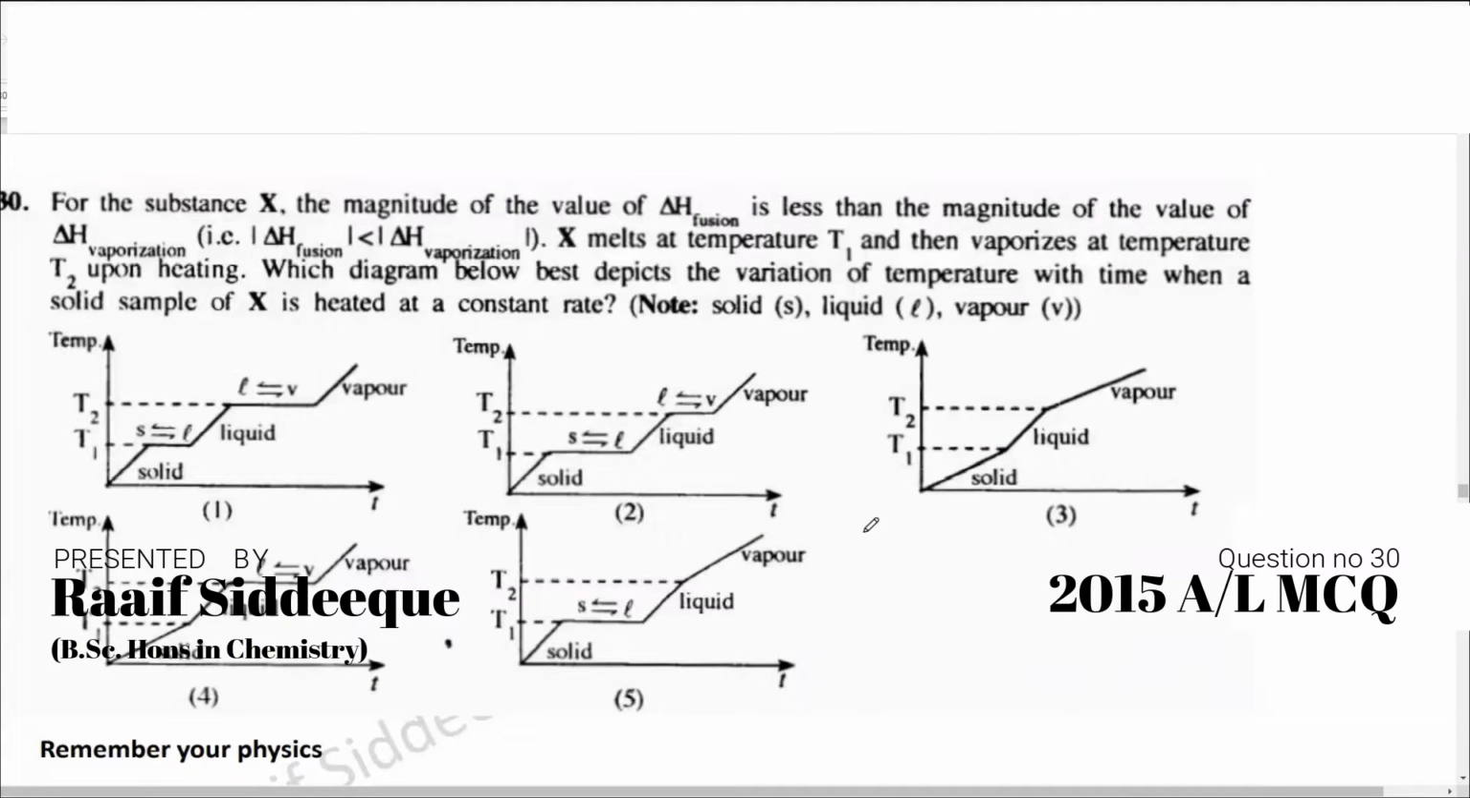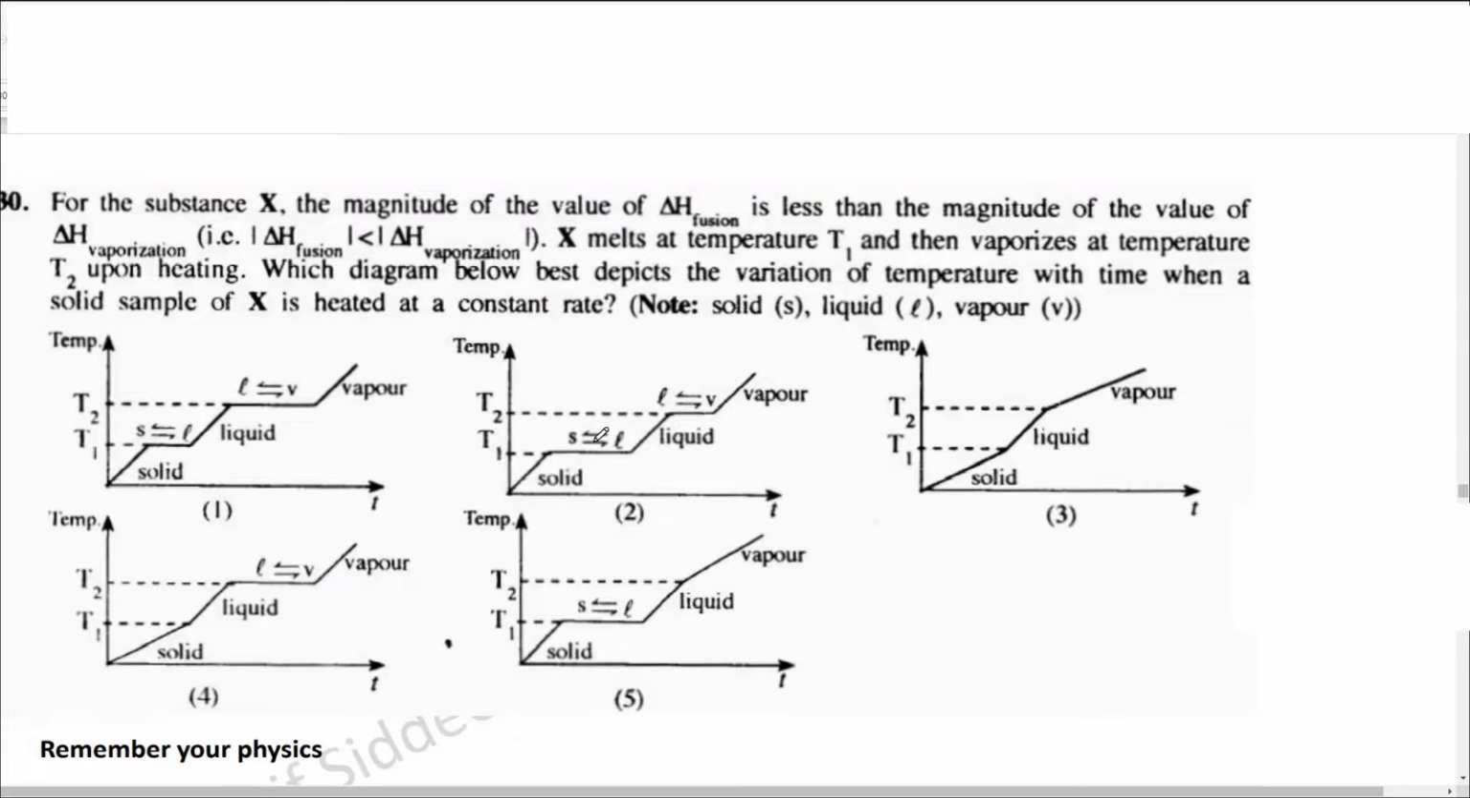Okay, so this is related to your physics again. I would like to elaborate a little bit more. For the substance X, the magnitude of the value of delta H fusion, which means solid to liquid, is less than the magnitude of the value of the vaporization. So delta H enthalpy of vaporization is greater than enthalpy of fusion.